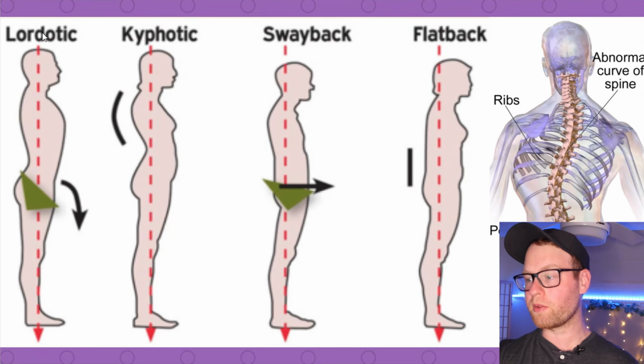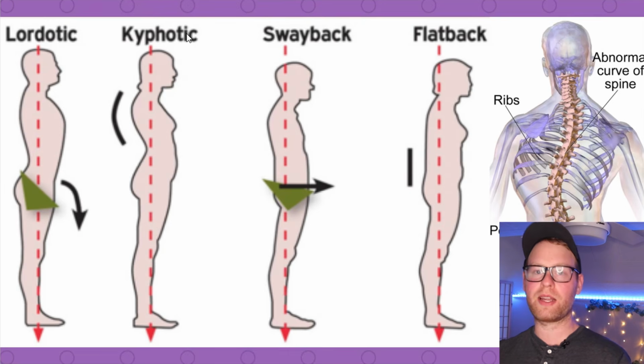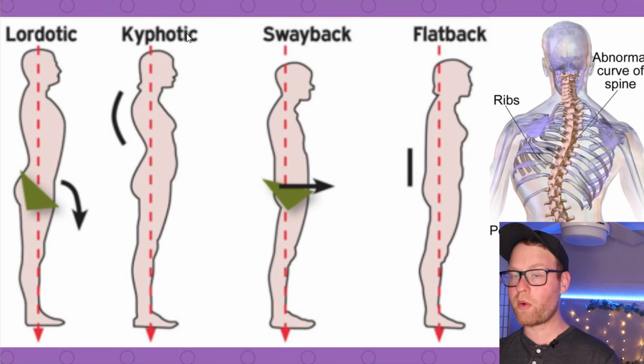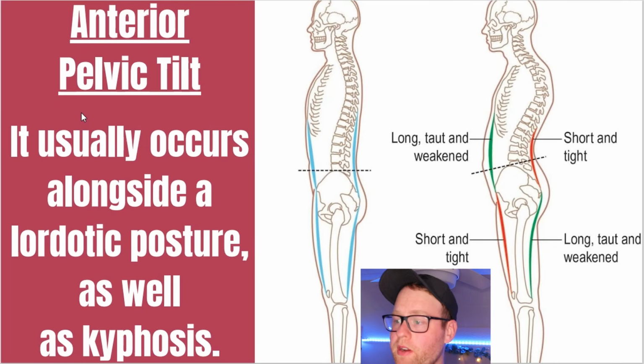By the way, these two things can happen at the same time. In fact, they usually do happen at the same time, so also be aware of that. Next up, we have anterior pelvic tilt, and this usually occurs alongside a lordotic posture as well as kyphosis, and it kind of is what I just explained to all of you before. So as you can see, this dude's pelvis tilts forward a little bit too much.